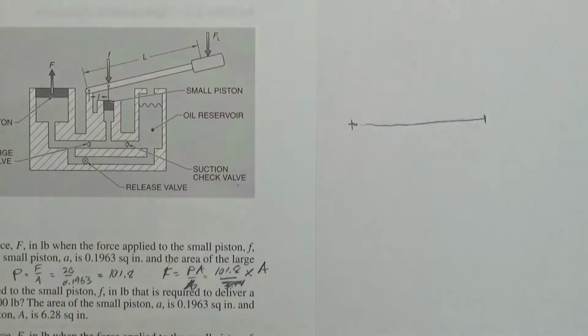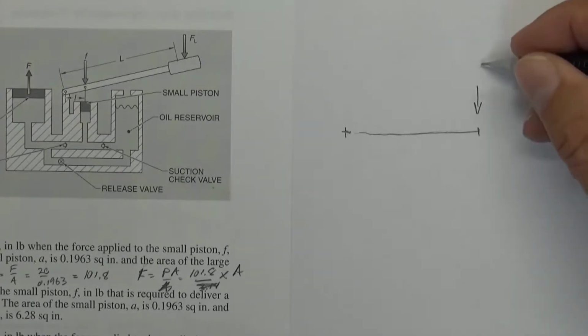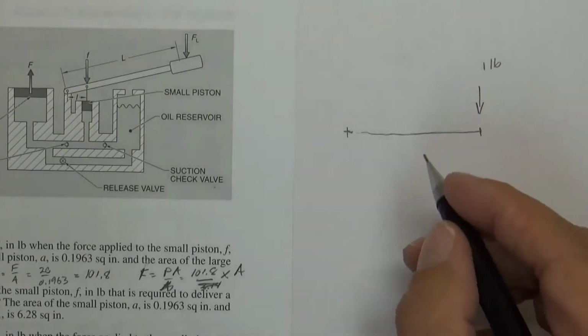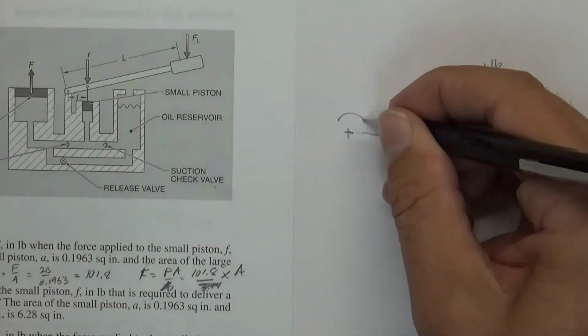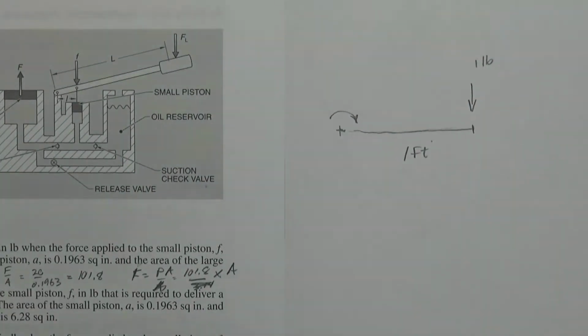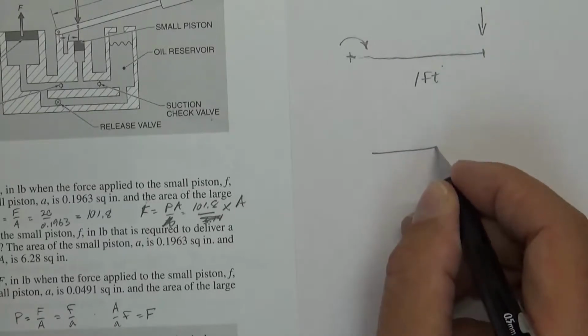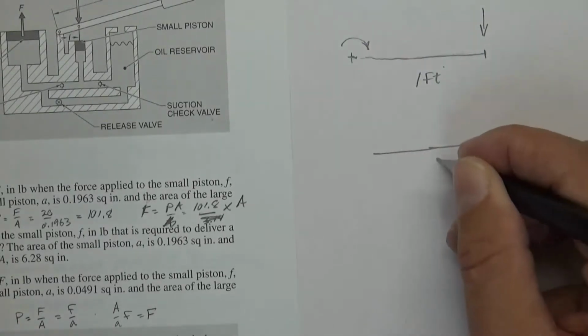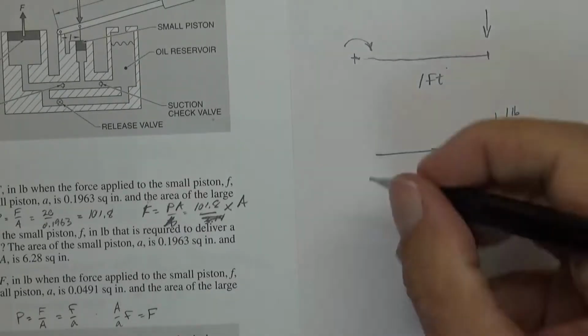Okay. Now, if I put a force of 1 pound down here, and this is 1 foot long, then that's going to tend to rotate clockwise. That's the definition of 1 foot-pound of torque, is 1 pound at 1 foot. If I had a 10-foot long beam, and put that same pound on there, now I have 10 foot-pounds of torque.